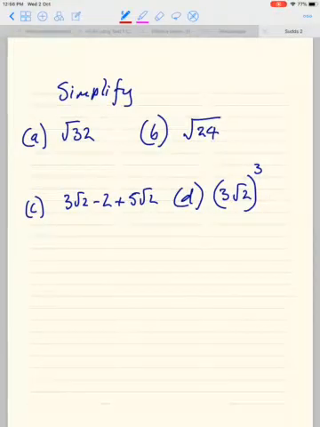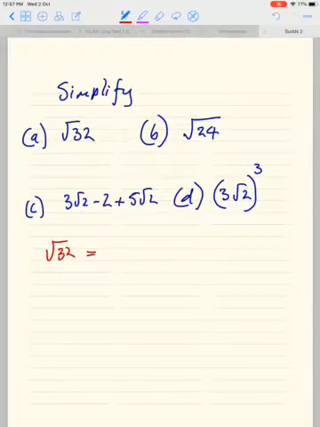Okay, here's some simplifying surds. We'll just go straight to it, no need to explain what surds are. So square root 32, so basically you're going to split 32 into some kind of factors, but there are certain types of factors which are better to choose than others.